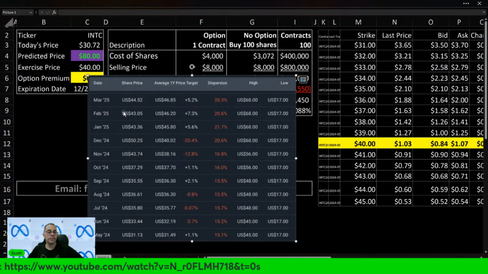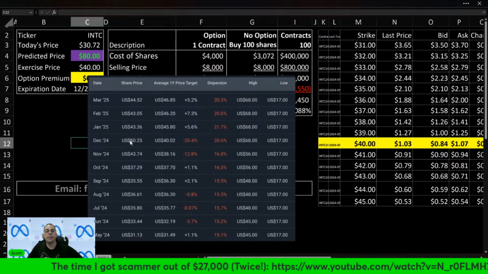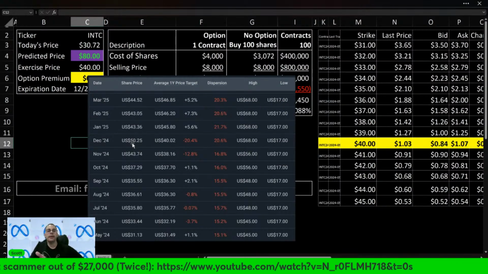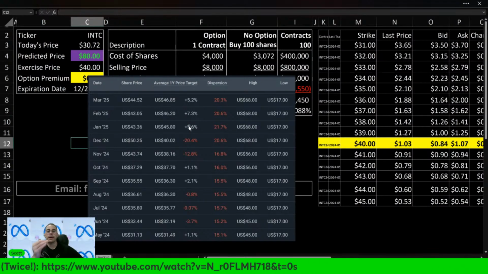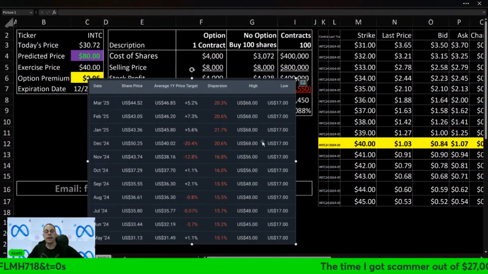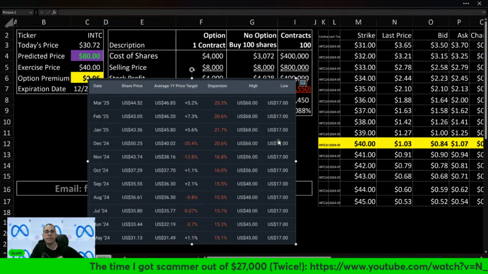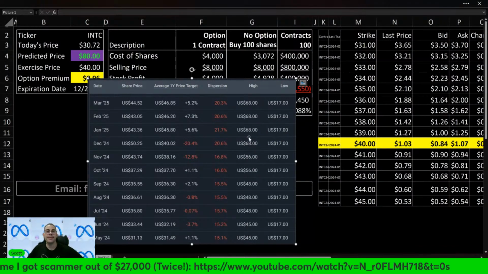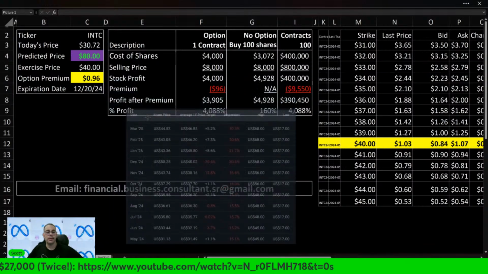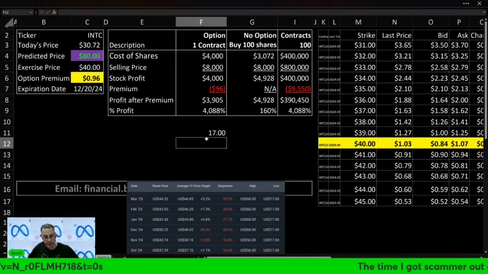So let's say the analyst target, I just took a screenshot from Simply Wall Street. This is December 2024. This is our option expiration date, December 20th. So December 2024, the low is 17. So maybe one analyst thinks it'll be $17 by December, and another analyst thinks it'll be 68 by December. And you can find different analysts. 17 and 68.